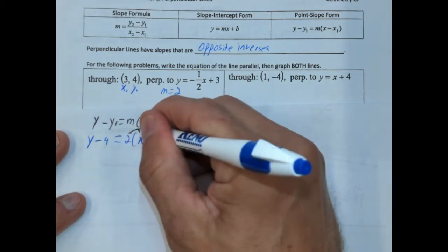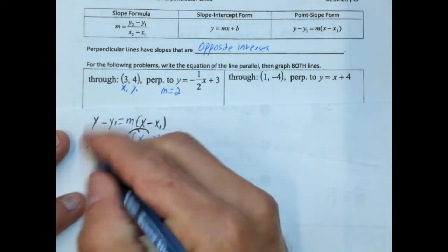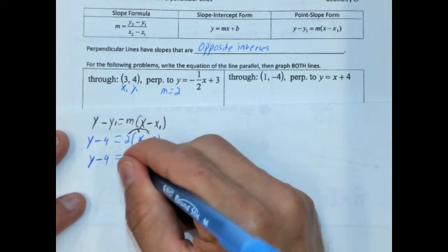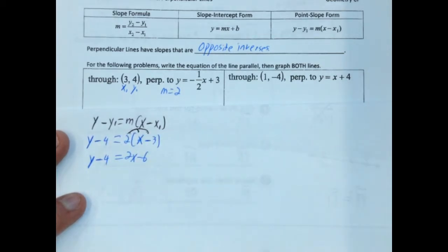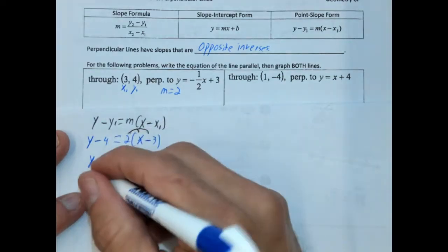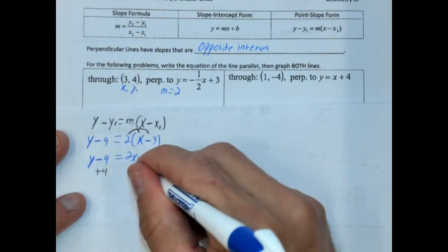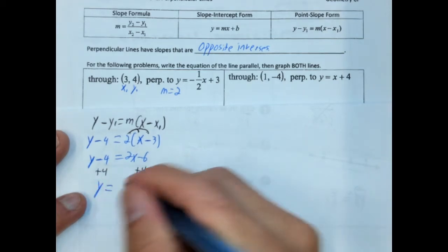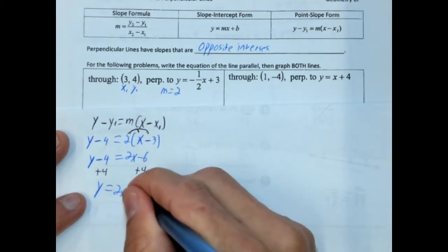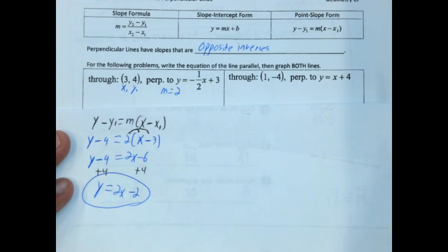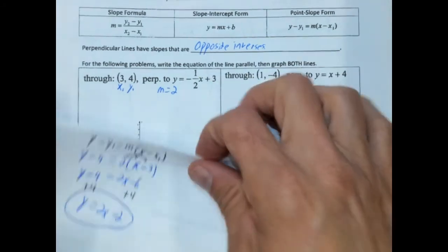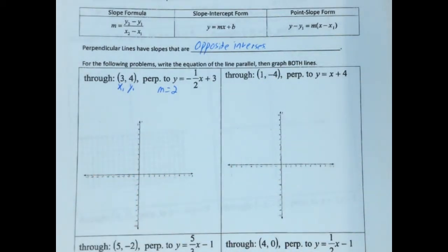Now we're going to distribute that 2. So we got y take away 4 equals 2x minus 6. All right, now we're going to add 4 to both sides. Add 4, there we go. So y is equal to 2x minus 2. And that's it. Okay, so that would be the equation of the line that would be perpendicular to that. All right, let's do one more. We'll do one more and we'll call it there.